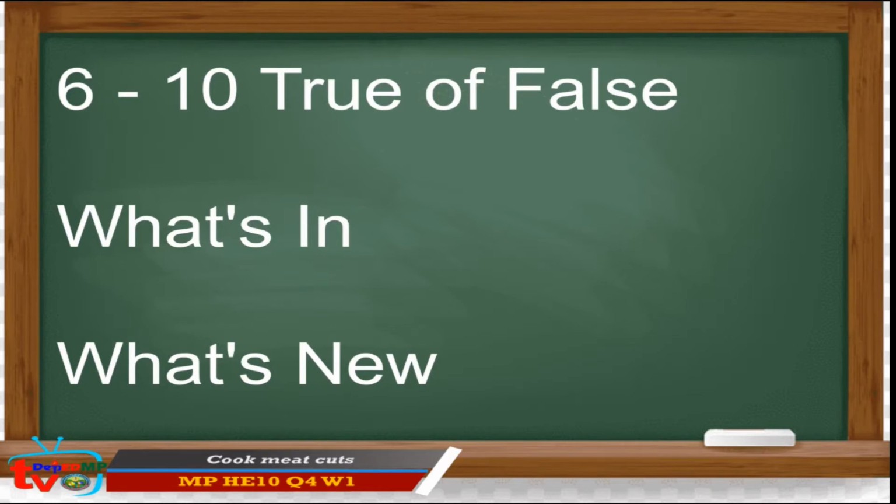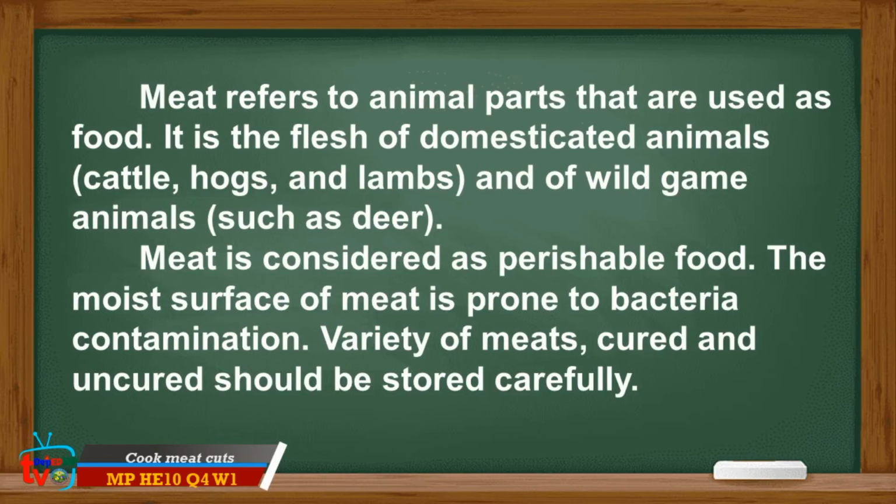What's in and what's new in your learning module? Meat refers to animal parts that are used as food. It is the flesh of domesticated animals such as cattle, hogs, and lambs, and of wild game animals such as deer. Meat is considered as perishable food. The moist surface of meat is prone to bacteria contamination. Variety of meats cured and uncured should be stored carefully.